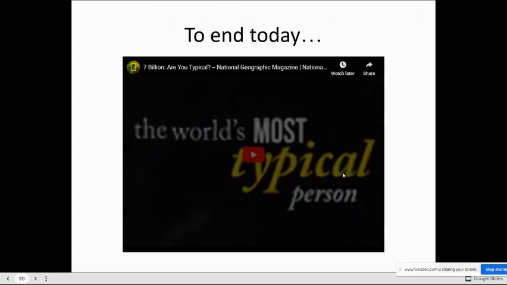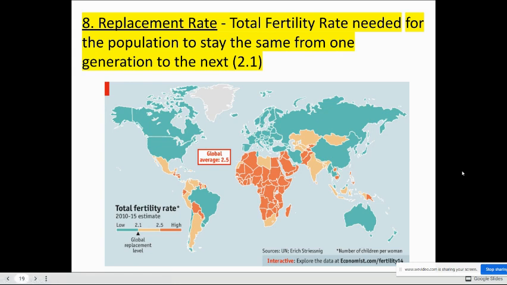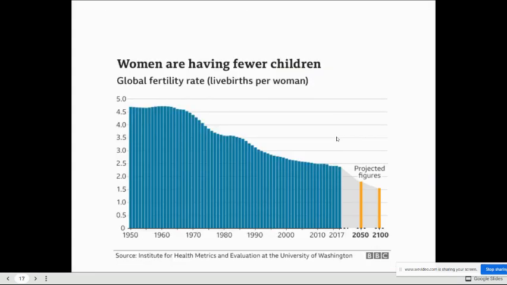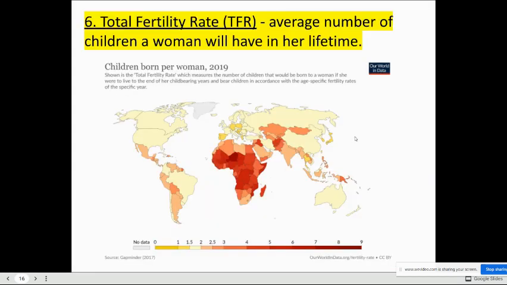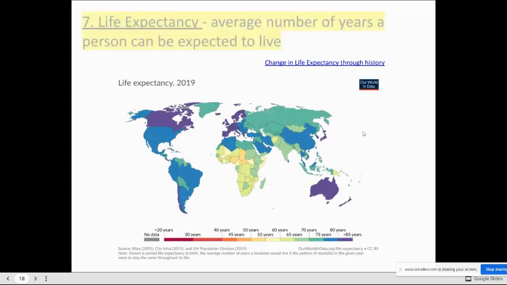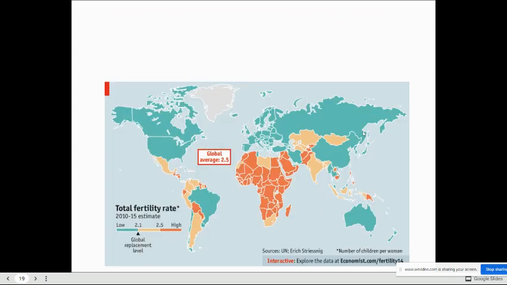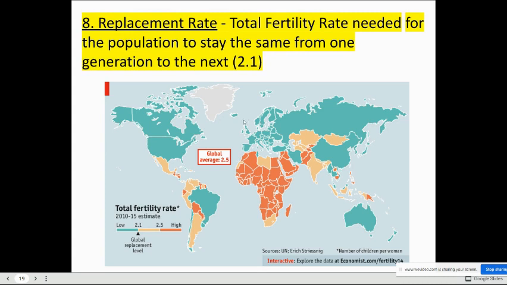We have one more term, and that's replacement rate. Going back, total fertility rate, remember, is the average number of children a woman will have in her lifetime. The replacement rate is the total fertility rate needed for the population to stay the same from one generation to the next. This is the number: 2.1.